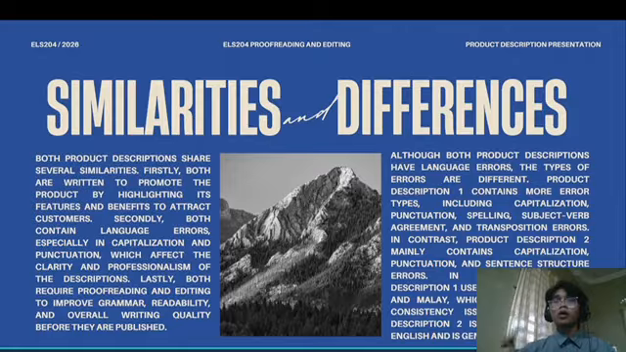Although both product descriptions have language errors, the types of errors are different. Product description 1 contains more error types, including capitalization, punctuation, spelling, subject-verb agreement, and transposition errors. In contrast, product description 2 mainly contains capitalization, punctuation, and sentence structure errors. In addition to that, product description 1 uses a mixture of English and Malay, which creates language consistency issues, while product description 2 is written entirely in English and is generally more formal.